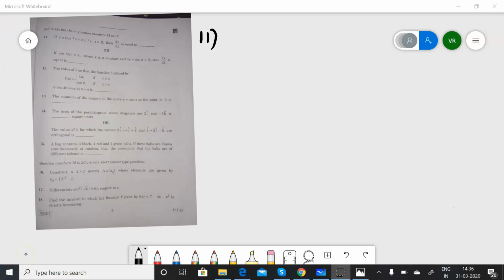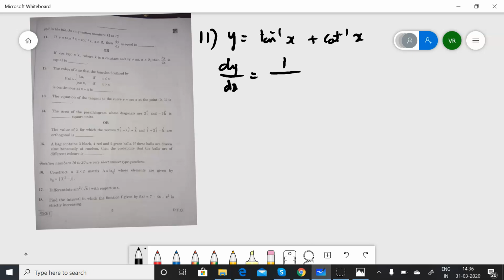Fill in the blanks. 11th question. If y equals tan inverse of x plus cot inverse of x, then find dy by dx. Okay, so dy by dx for tan inverse of x is 1 by 1 plus x squared, and for cot inverse of x it is going to be minus 1 by 1 plus x squared. So when you add both, it is going to be 0.